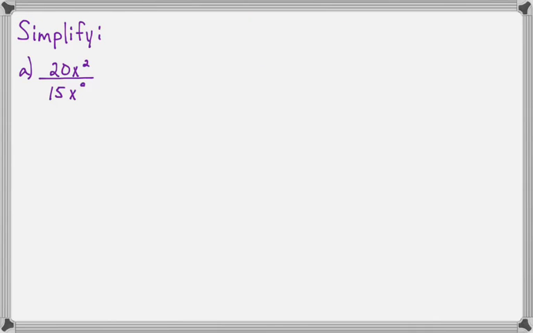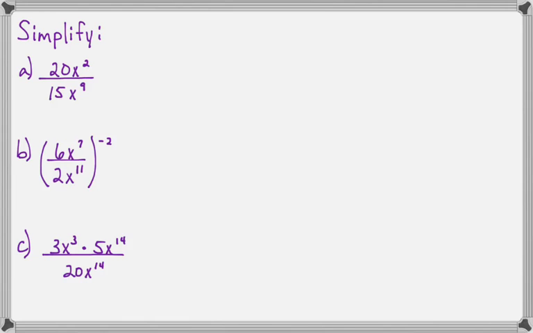Now let's work on a few examples together. And as we go along, I'll try to give you a couple of tips of how I try to approach these problems. So 20x squared over 15x to the 9th, we see that we have 20 over 15, which is a fraction that can be reduced.